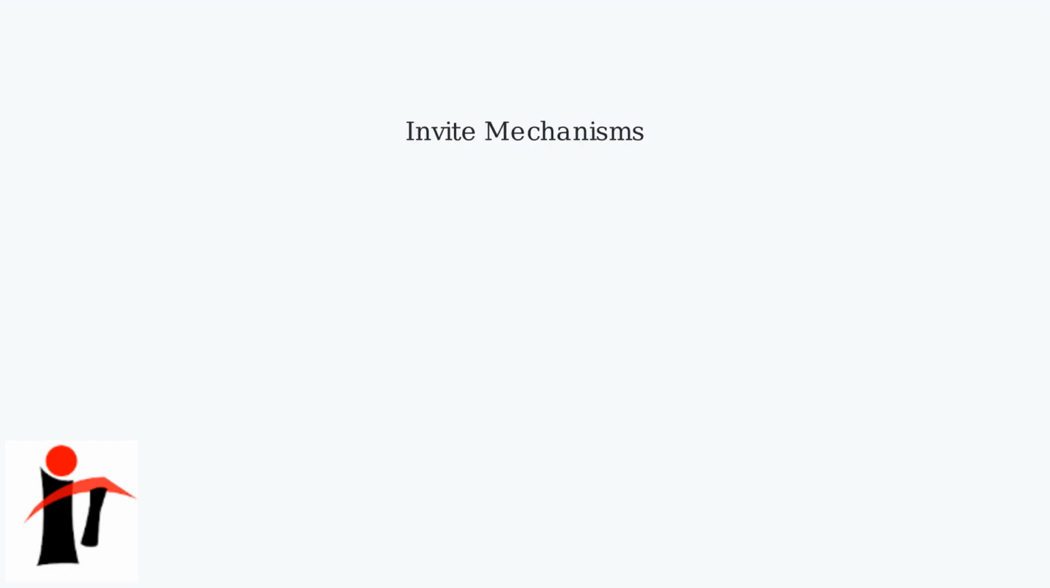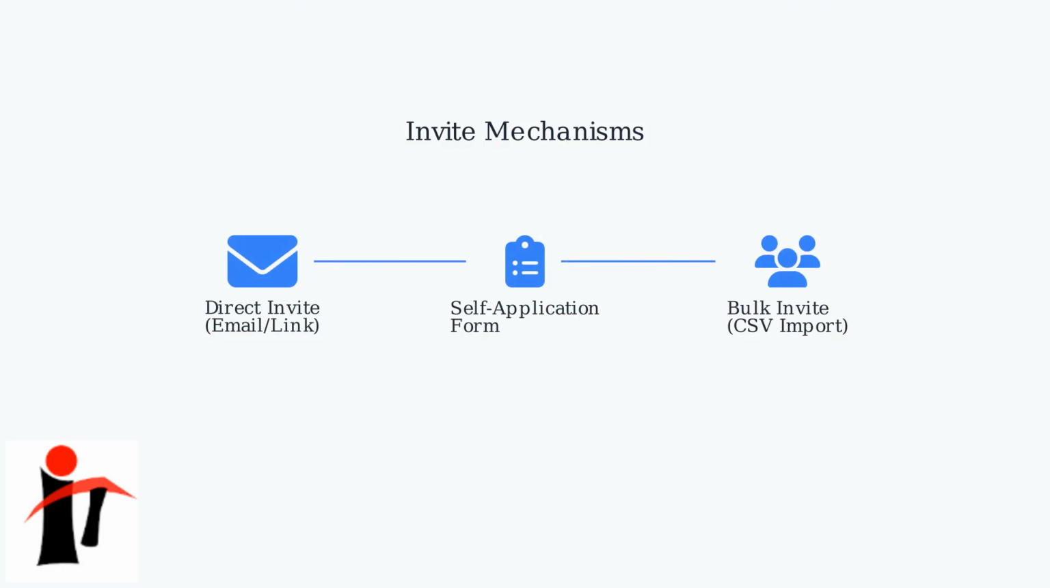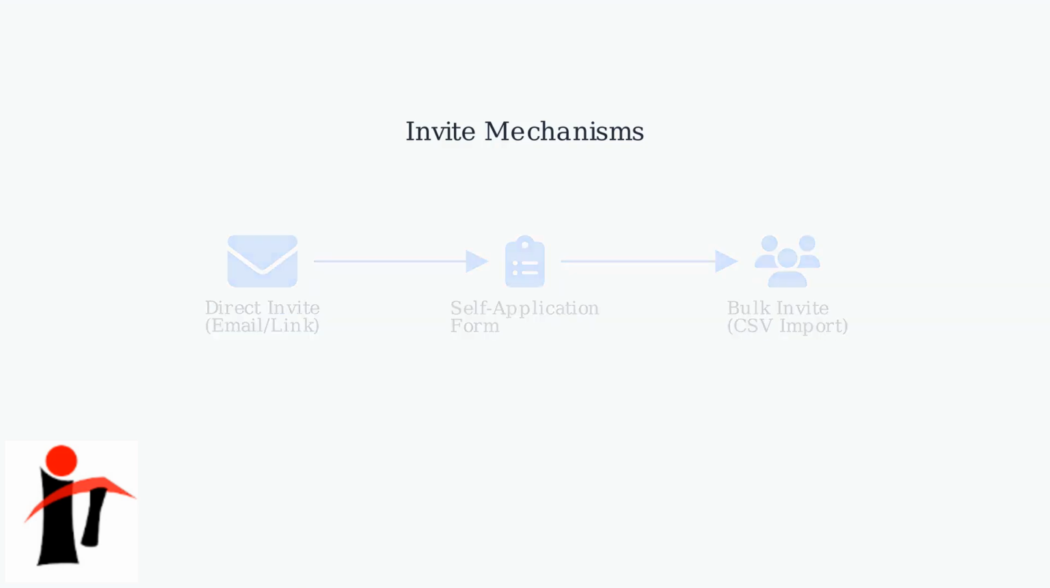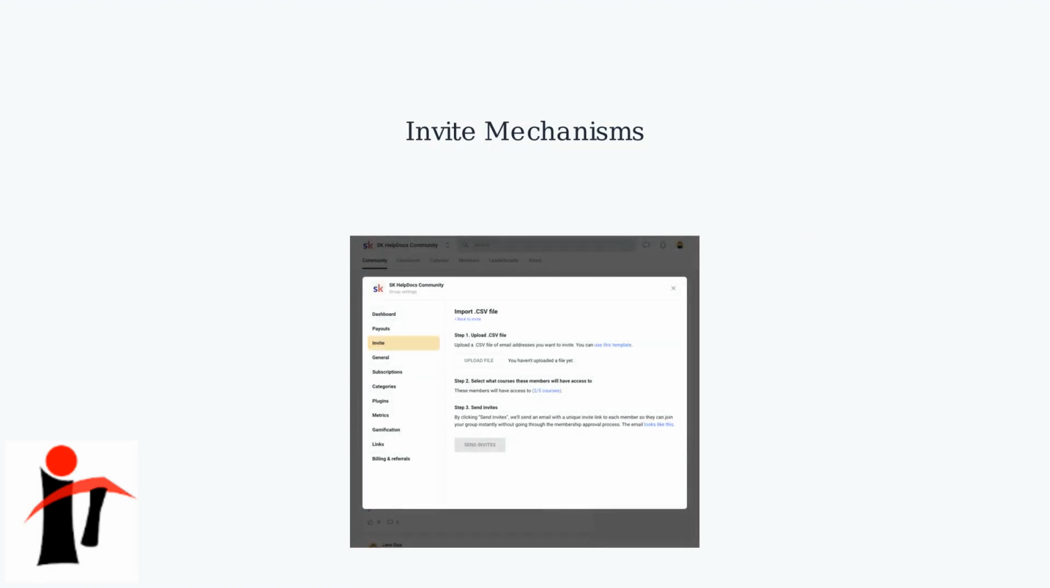There are several ways to invite new members to private groups. Direct invites can be sent via email or unique links. Self-application forms allow potential members to request access, which admins can approve manually or set up for auto-approval. For larger groups, bulk invites can be done by importing a CSV file with member information. This allows admins to add multiple members at once and assign them to specific courses or sections.